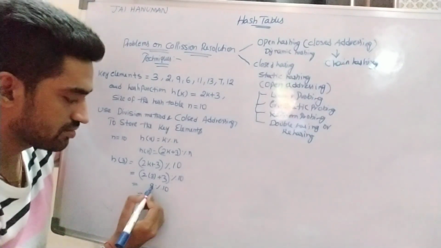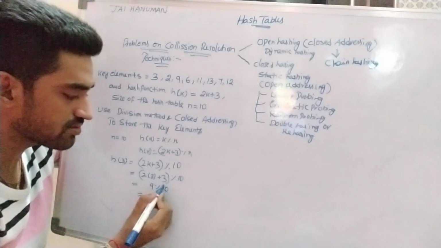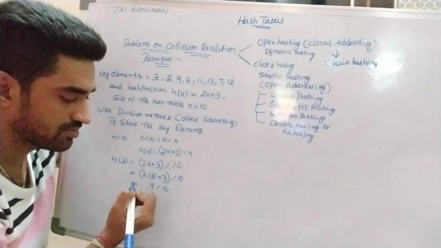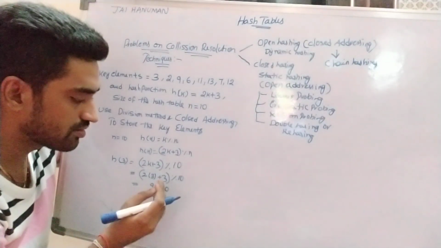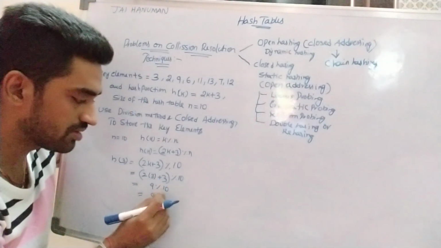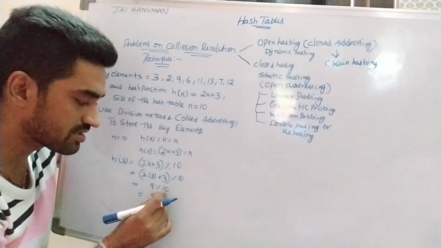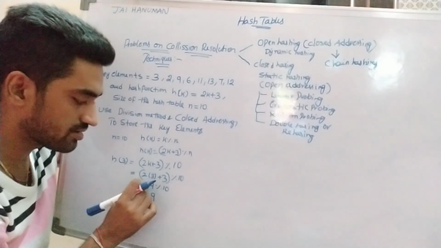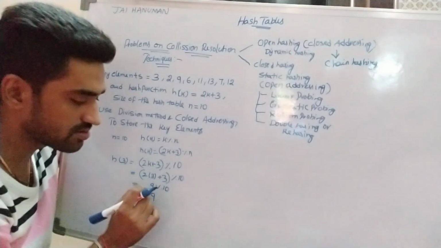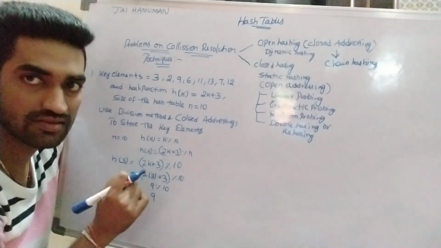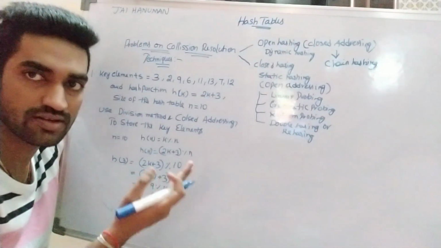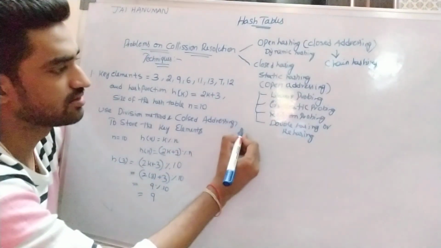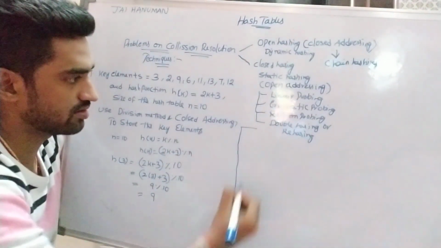Here this value is less than the size of the hash table, so the result is 9. Right? In any problem, if the size of the hash table is greater than the value, it returns the same value as output. So 9 modulo 10 means 9. 5 modulo 10 is 5. 6 modulo 10 is 6. Right? So here 9. What is the size of the hash table? 10.